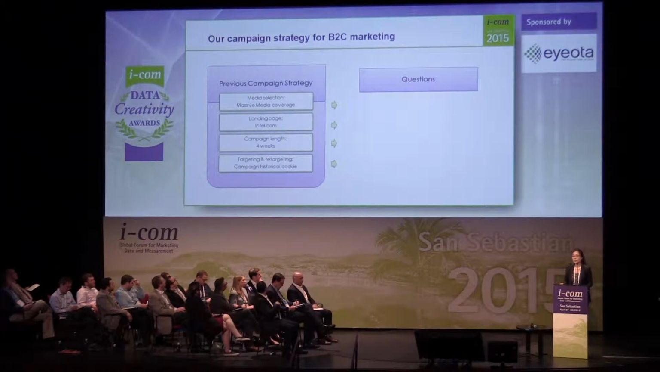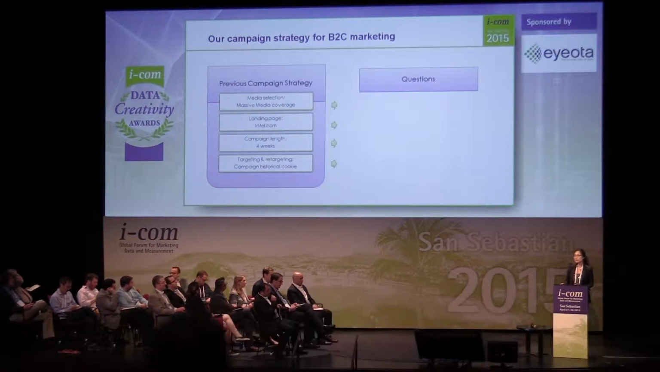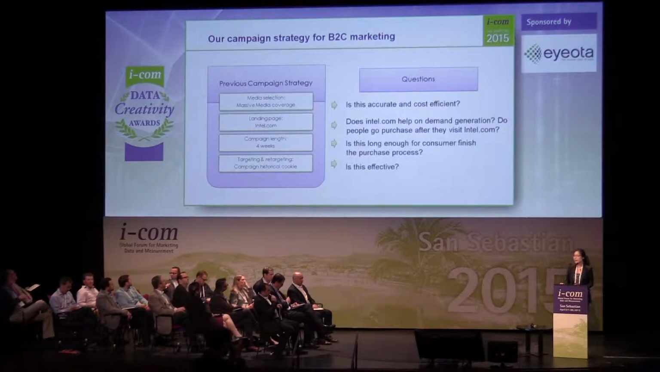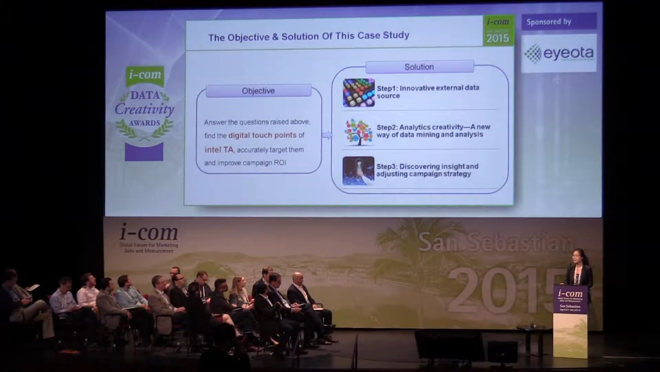So this is normally what our ad campaign looks like. We selected massive media to cover a large group of audience, and we drive traffic to Intel.com, set campaign length to 4 weeks, and use the campaign historical cookie to do targeting and retargeting. But actually, we have these doubts and questions, and we don't have answers. So the case study aimed to find the answers and find the real digital touch points of Intel target audience.